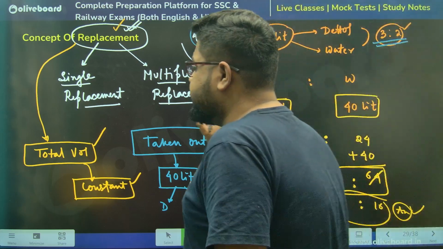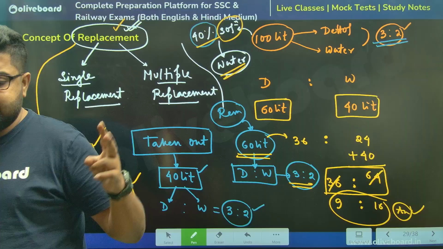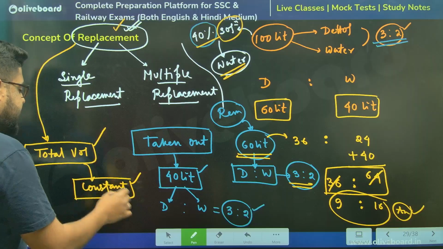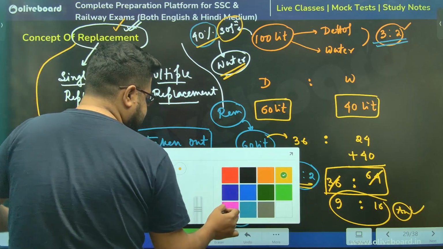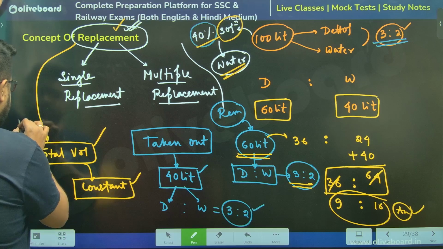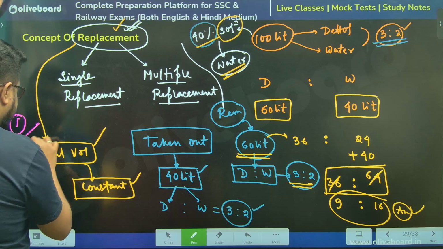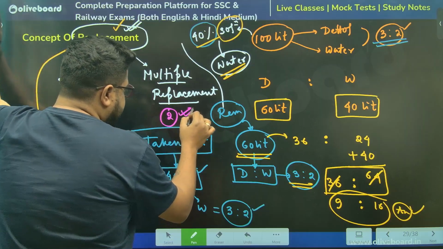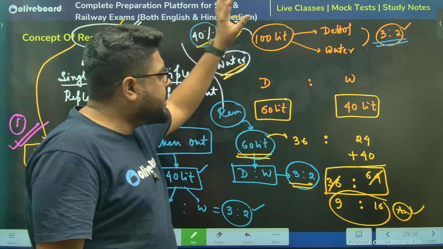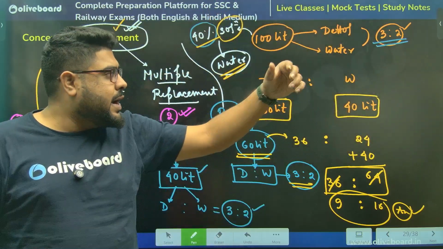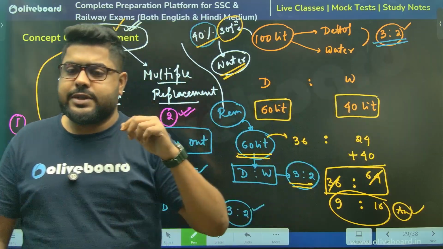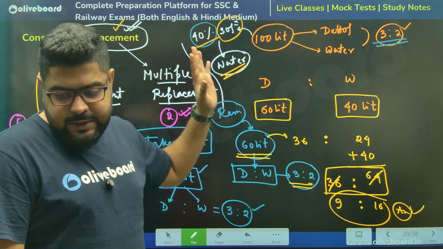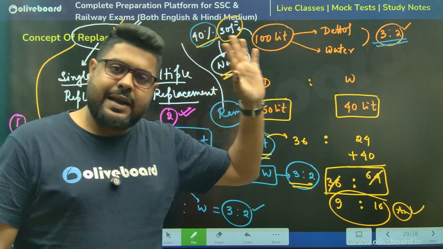Again, very simple. If I want to summarize, there are two things we understood. First, the total volume is constant. And second, whatever you have taken out, whatever is remaining and whatever was original, everywhere the same ratio will be followed. That's for sure. Clear, everyone?